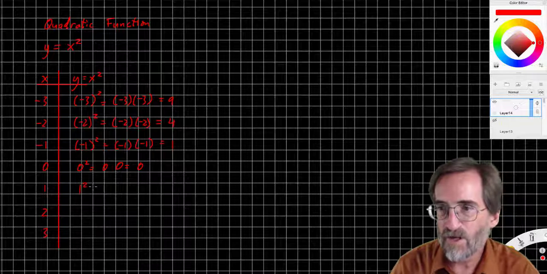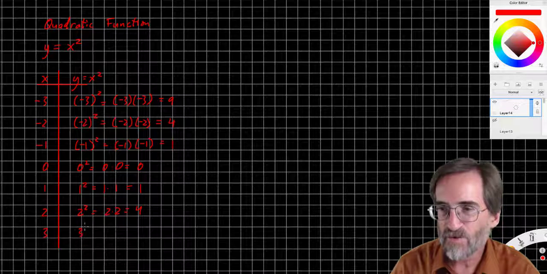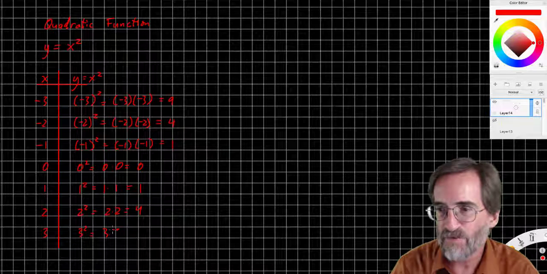1 squared means 1 times 1, which is 1. 2 squared means 2 times 2, which is 4. 3 squared means 3 times 3, which is 9.